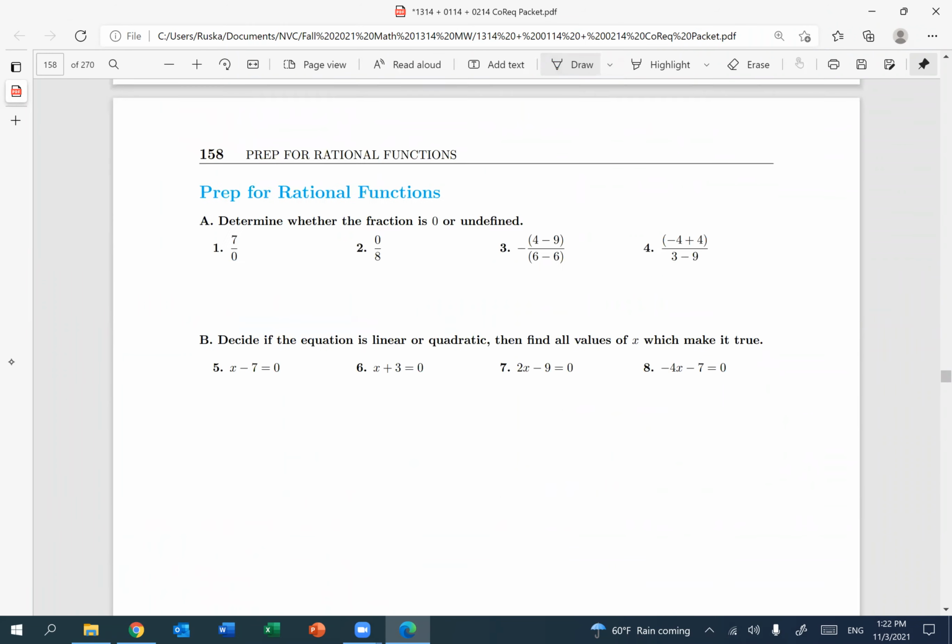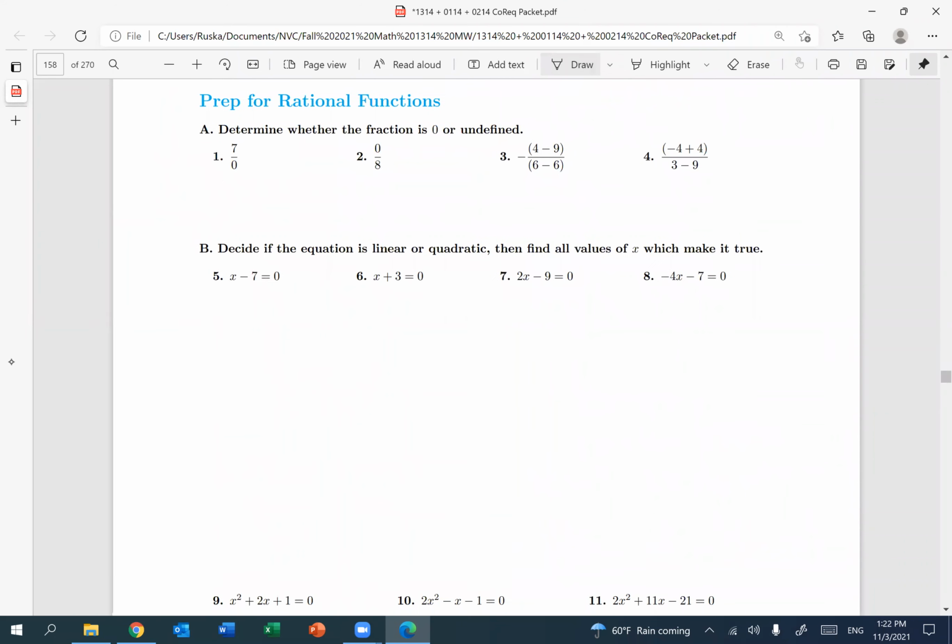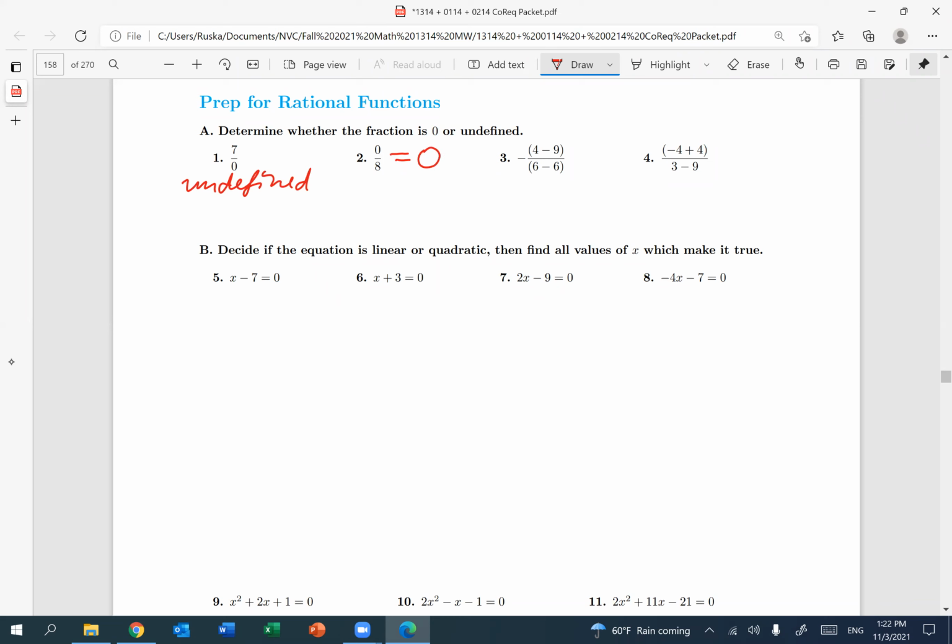A rational function is a fraction, right? So talking about fractions here, determine wherever the fraction is 0 or undefined. How do you know that? If you have 0 in the bottom, it's undefined. So this is undefined. If 0 is in the top, the answer is going to be 0. Okay? How about number 3? What is it?